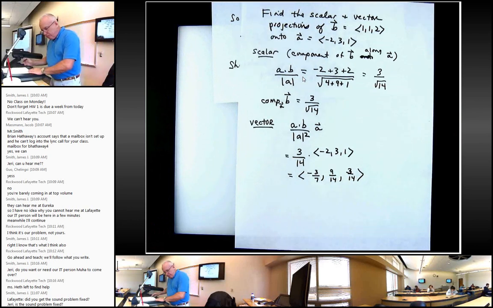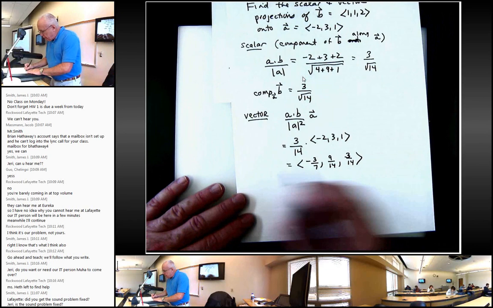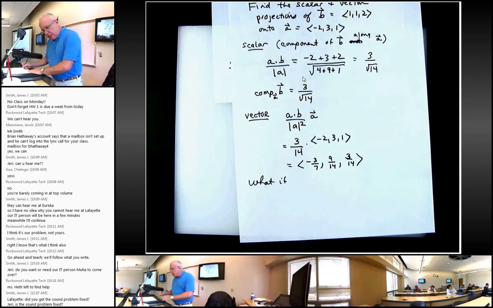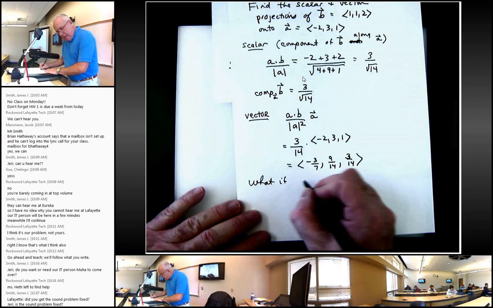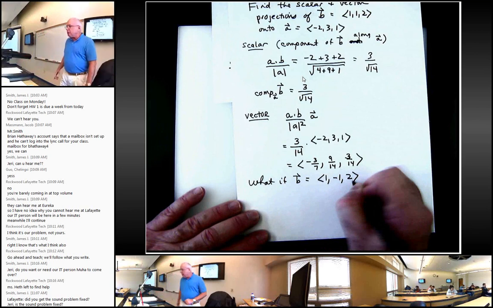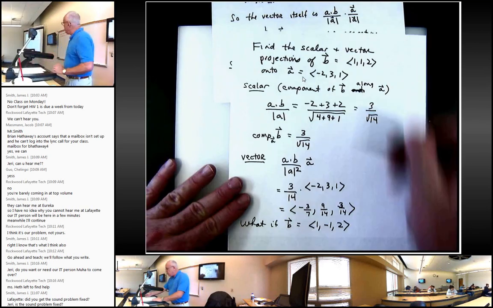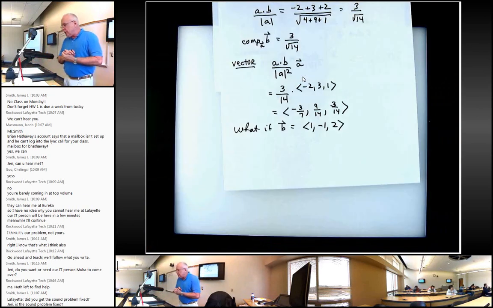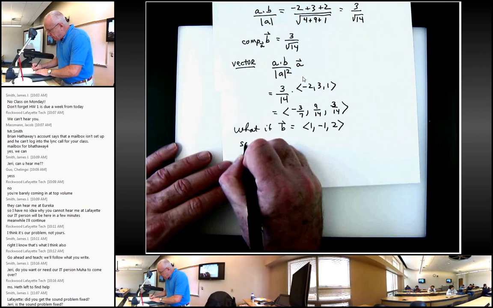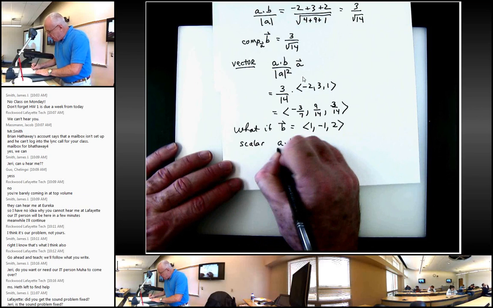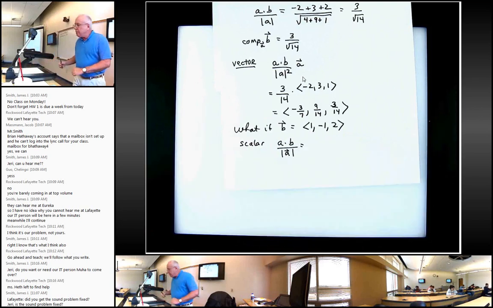Now, let's say, what if our vector B that we're projecting, what if B equaled 1, -1, 2? So it's almost like our original B, except we have a -1 here in the Y. Okay, so let's see here. We want to get both of these things. We want to get the scalar part first. So we're going to have A dot B over the magnitude of A. Let's see what A dot B is.